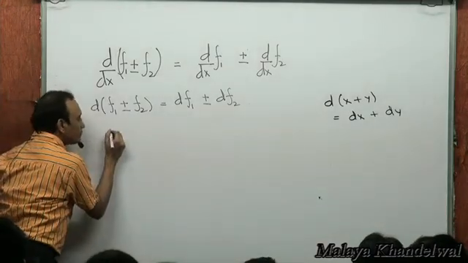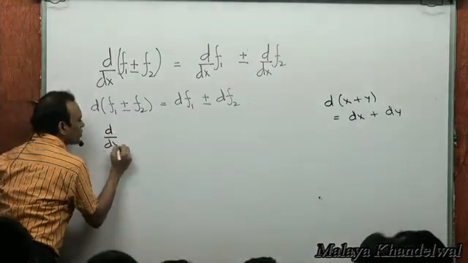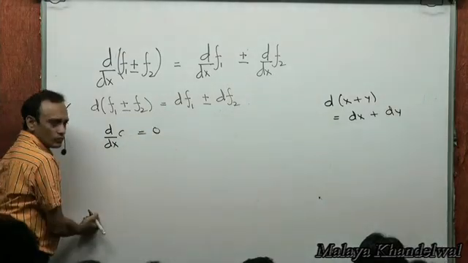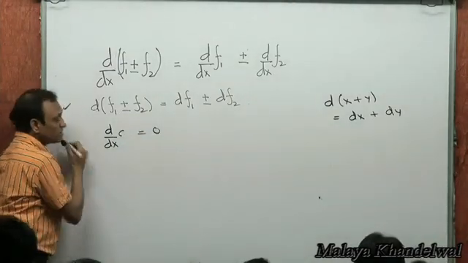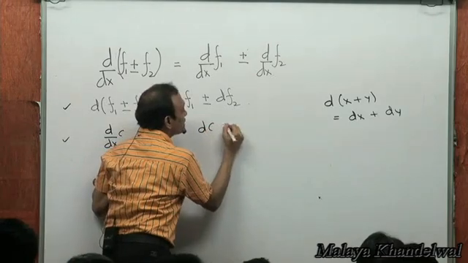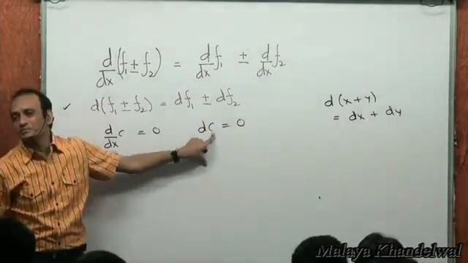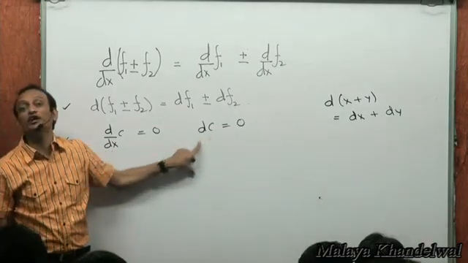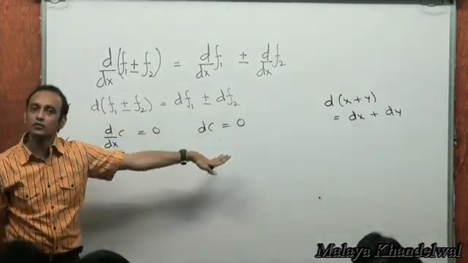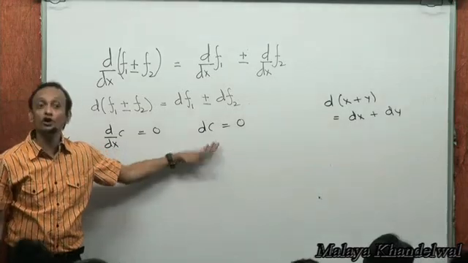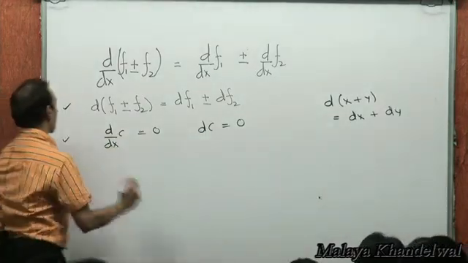Then d/dx of a constant is 0. See, if c is a constant, that means d of c must be 0. d of c means what? Change in a constant, but there is never a change in a constant. So d of c is always going to be 0. Right? d of a constant will always be 0.